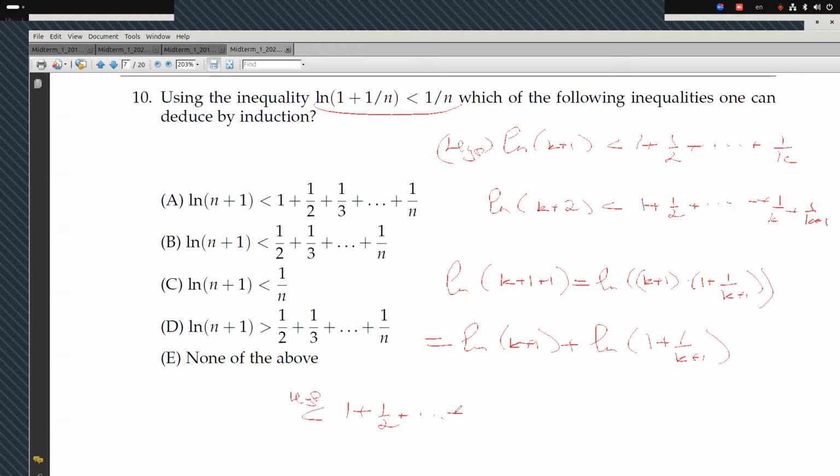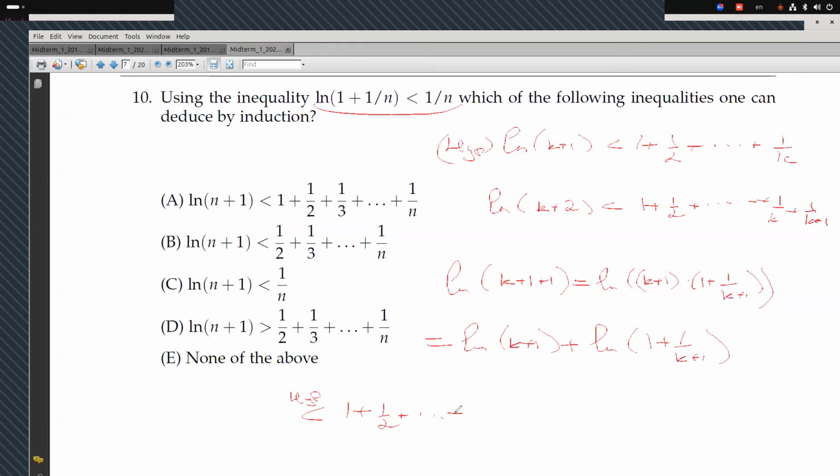And we'll get 1 plus 1/2, etc. plus 1 over k plus 1 over k plus 1. Isn't it what we were trying to get? Log k plus 2 is less than 1 plus 1/2 plus 1 over k plus 1 over k plus 1. So we get this. And it seems that the correct answer is A.